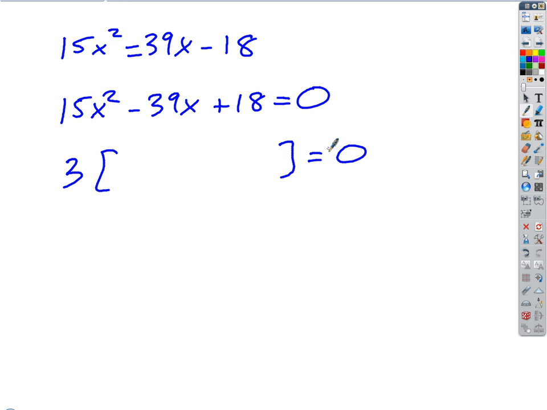What's left over when I factor out the 3? 15 divided by 3 is 5, so 5x squared minus 13x plus 6. Okay, so can I go further? Is there another greatest common factor? No, 13's prime, isn't it? Right? Okay, and while I'm at it though, what about that 3?